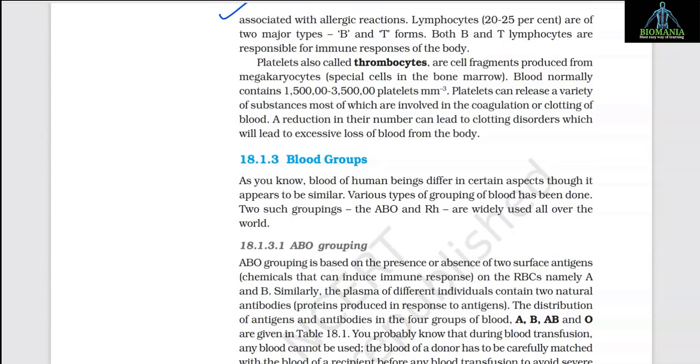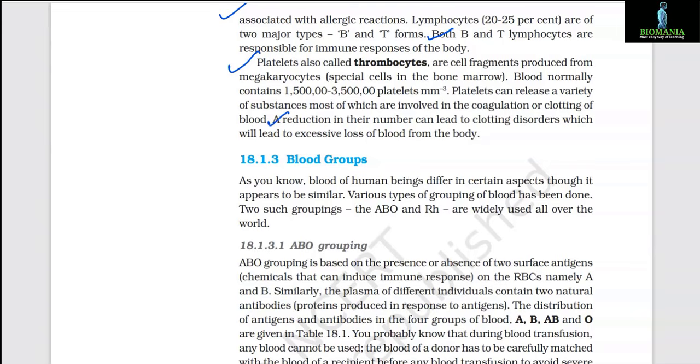Lymphocytes, that is 20 to 25%, are of two major types, B and T forms. Both B and T lymphocytes are responsible for immune responses of the body. Platelets, also called thrombocytes, are cell fragments produced from megakaryocytes, special cells in the bone marrow. Blood normally contains 1,50,000 to 3,50,000 platelets per millimeter cube. And platelets can release a variety of substances, most of which are involved in the coagulation or clotting of blood.